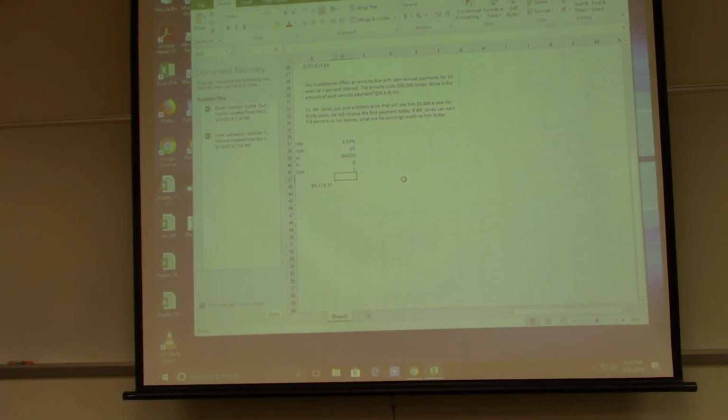So Tristan is very close. But since it's mentioned it's annuity due, you should just add type equals 1. If it doesn't mention annuity due, you can leave it alone. So anything with annuity due is type 1. Yeah, type 1. 31. Anybody got 31 yet? That one's pretty straightforward. I think it's just present value.